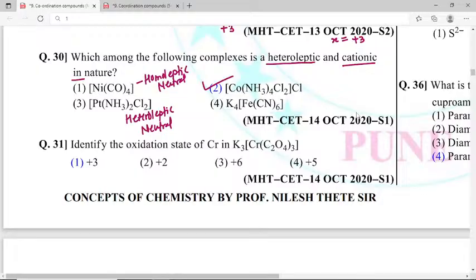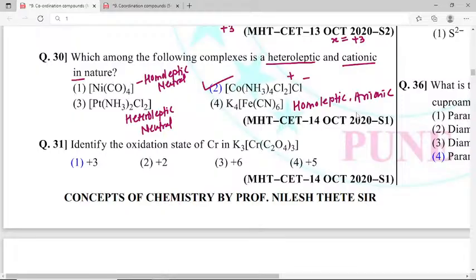This is heteroleptic and cationic because there is a Cl minus and this is 1 plus here. Cationic. And this is homoleptic but anionic, because it contains the same type of ligand, CN minus, cyanides.